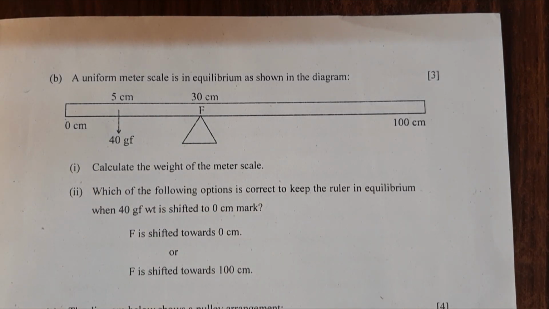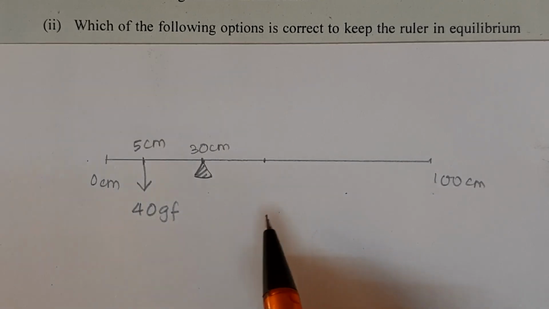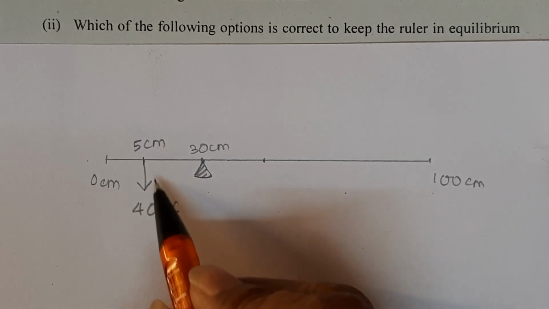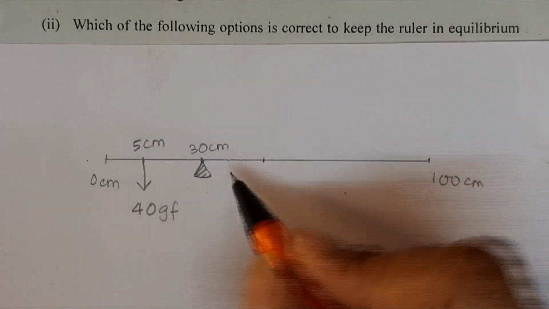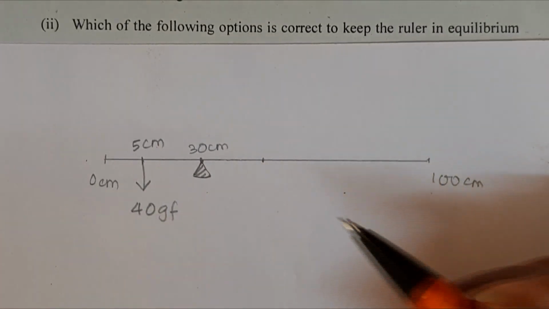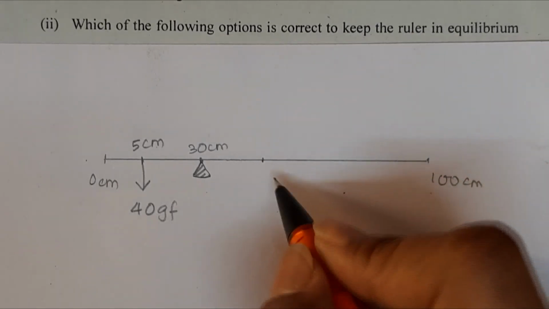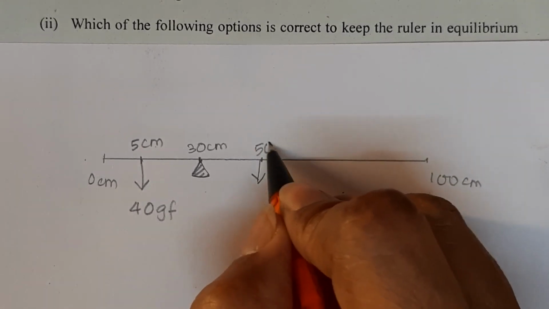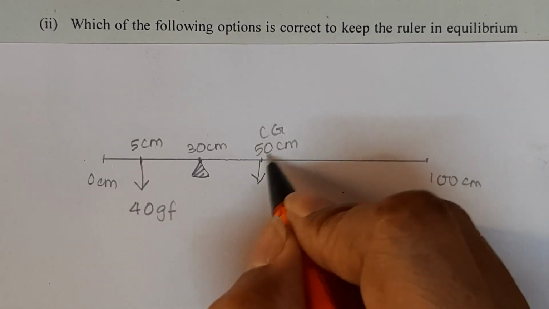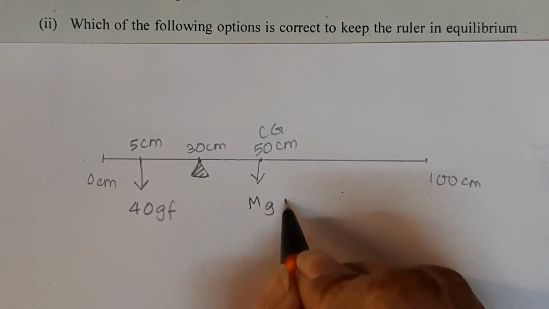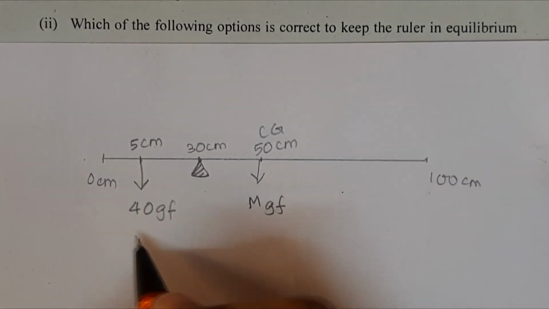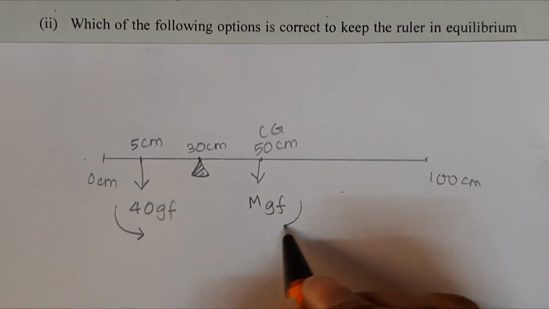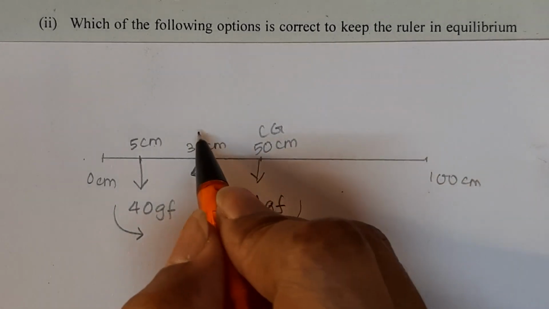Let us see how we do this. So I have drawn this diagram here. This is the meter rule, which is 0 to 100. At the 5 centimeter mark, we have got 40 gf, and 30 centimeter is where the fulcrum is placed. Now, we have to find the weight of the meter ruler, which is going to act from the center of gravity, which is 50 centimeter. So we will call that mgf. As a result of that, we will see this is the anticlockwise moment and this is the clockwise moment over here.